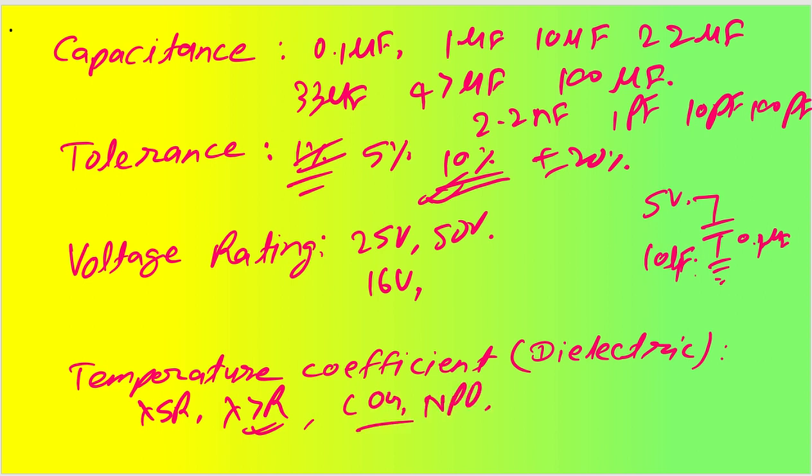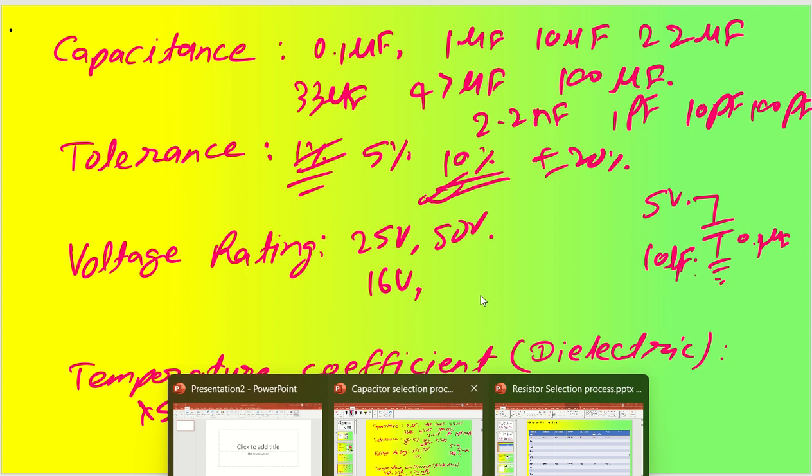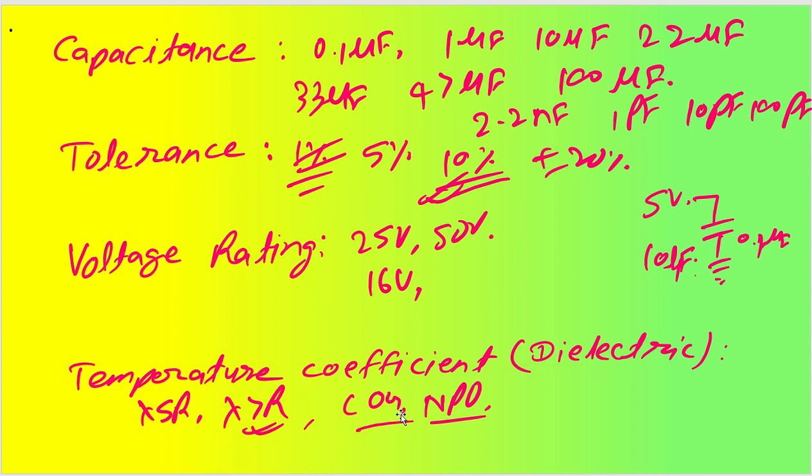But these NP0, C0G capacitors will not be available in very high values. You can get these capacitors up to around a few nanofarads, or a few picofarads, let's say 20 picofarad, or maybe not even that. It will be very limited. But X7R is most abundantly available in all the values. Even X5R is much better than X7R in terms of availability. So this was all about the dielectric.